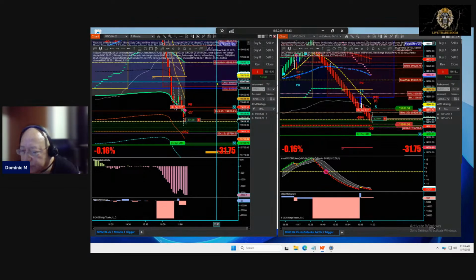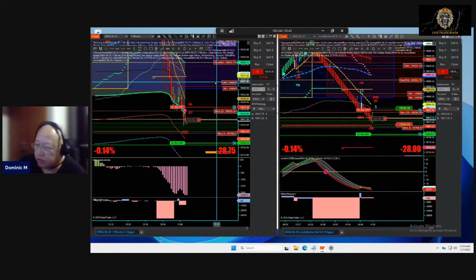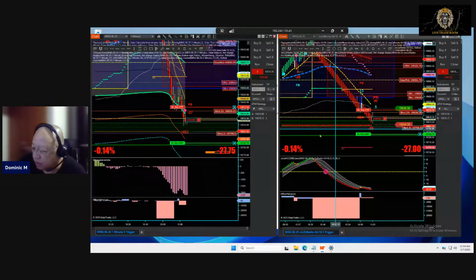You have to get through that bullish fair value gap right there. And also, if you look here, we have a strong support level right there. So that's the reason why.